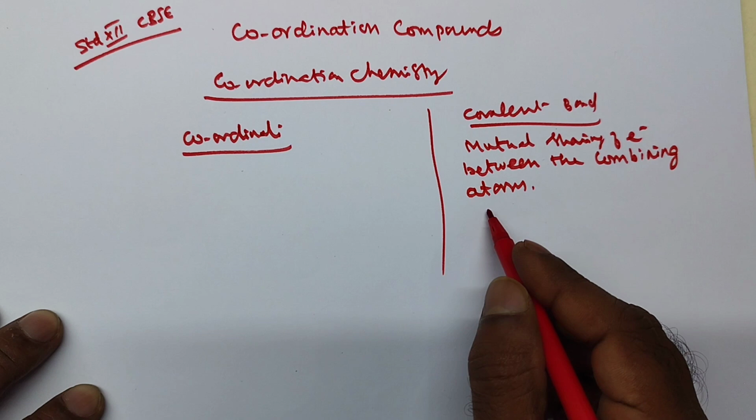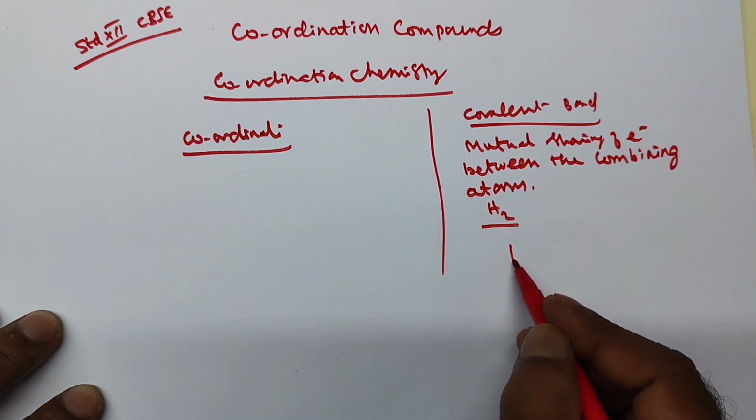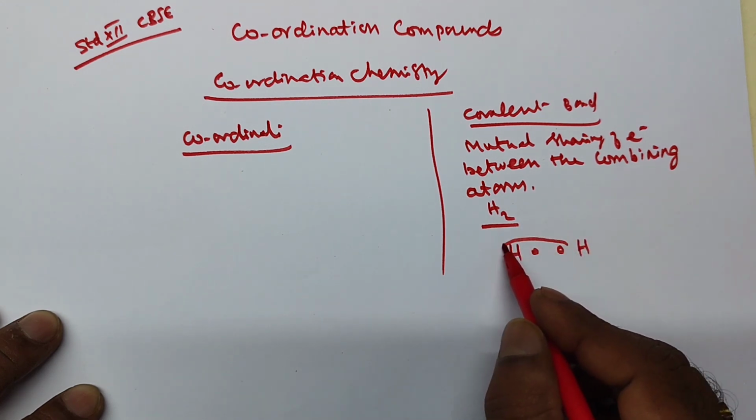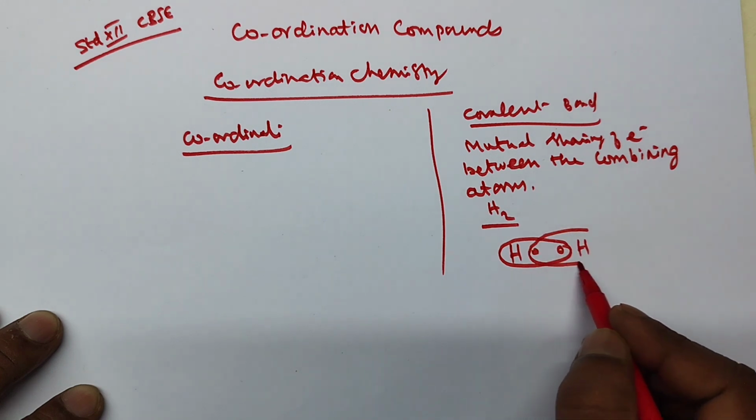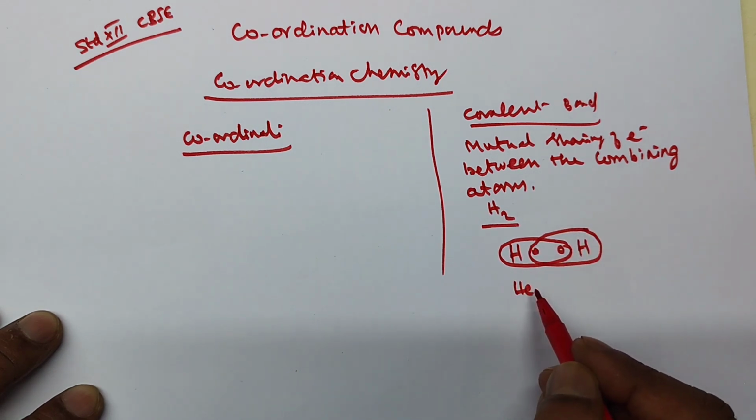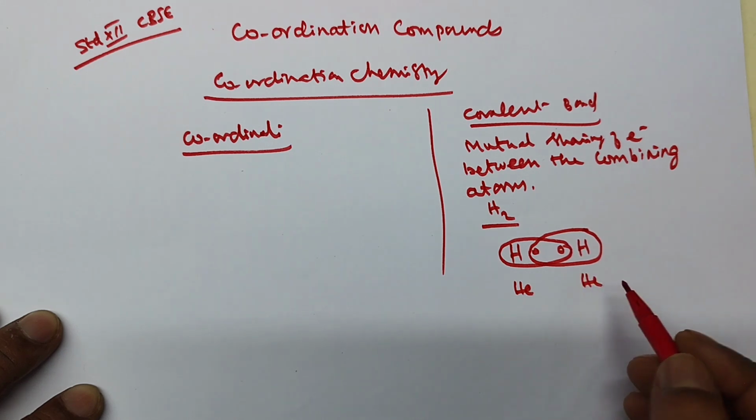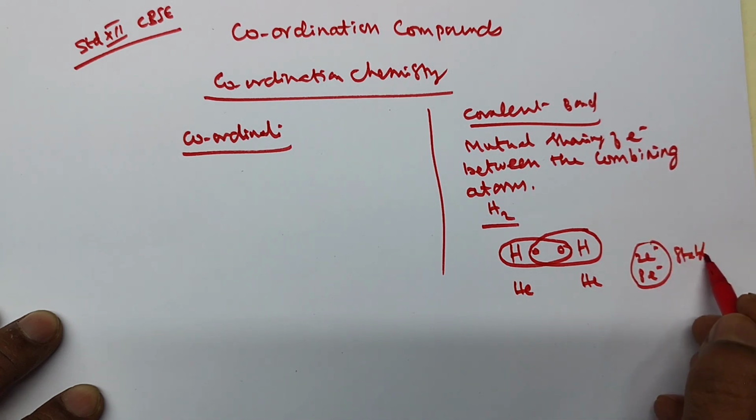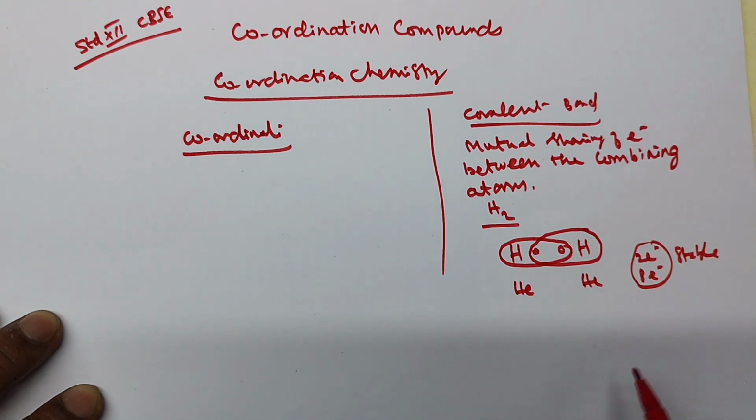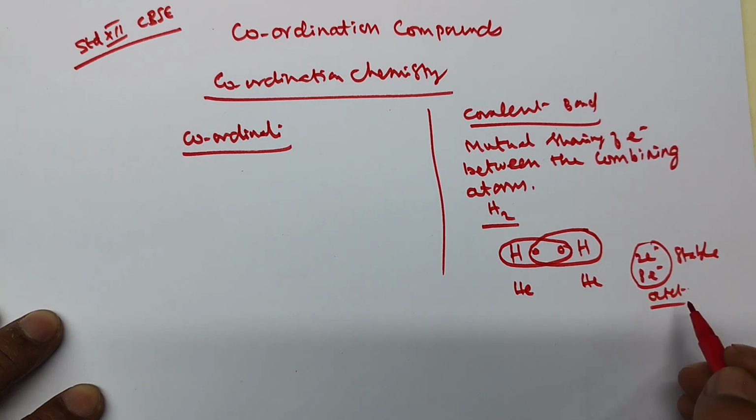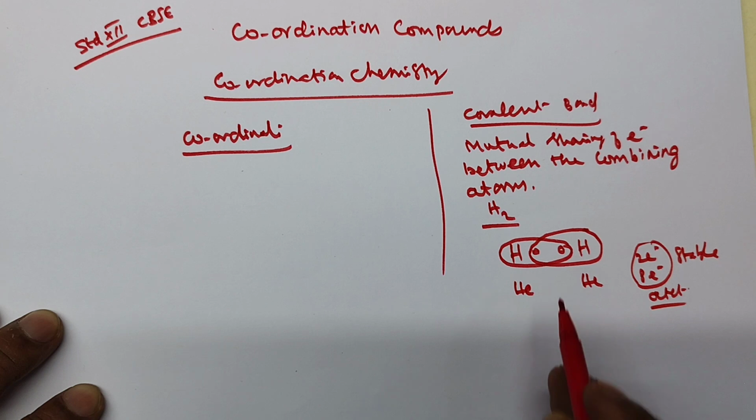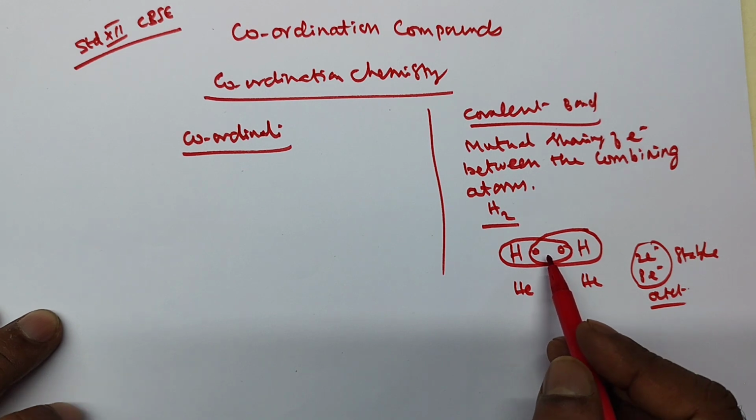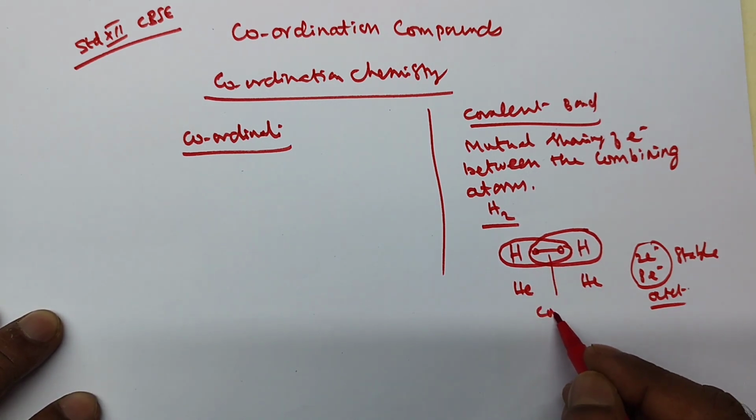For example, hydrogen. If these two hydrogen atoms have valence electron 1, both are mutually sharing one electron each and attaining the nearest noble gas electronic configuration of the atom helium. Because helium has a 2 electron structure, and 2 electron and 8 electron structures are stable based on the duplet or octet rule. In this case, both atoms are mutually sharing one electron. That type of bond we call a covalent bond.